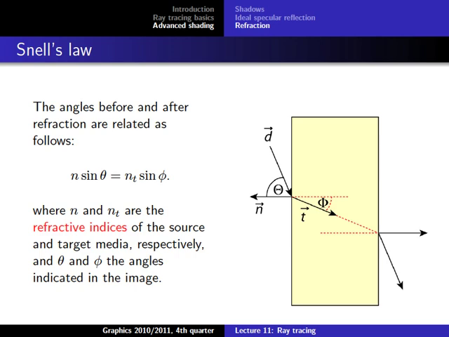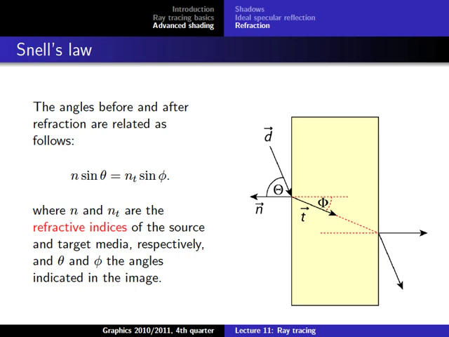And this is modeled by the so-called Snell's law, which says that the refraction vectors, or the angles of the vectors of the light, depend on each other with this relation between the sine of the two angles, and these two so-called refraction indices n and nt, which are just values specifying the refraction level that you have in a material.